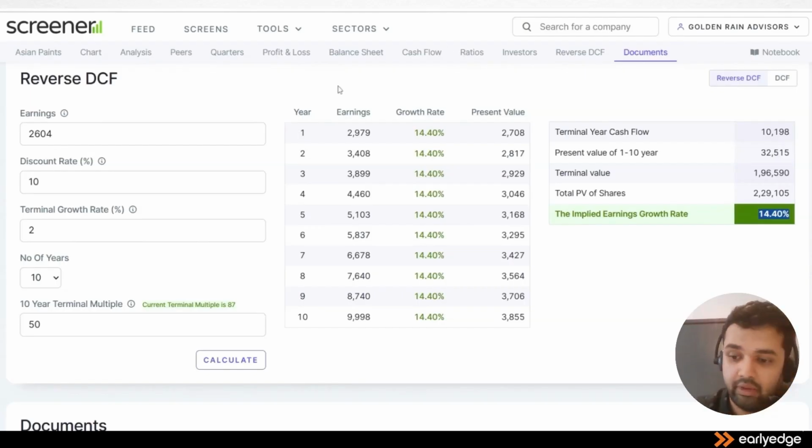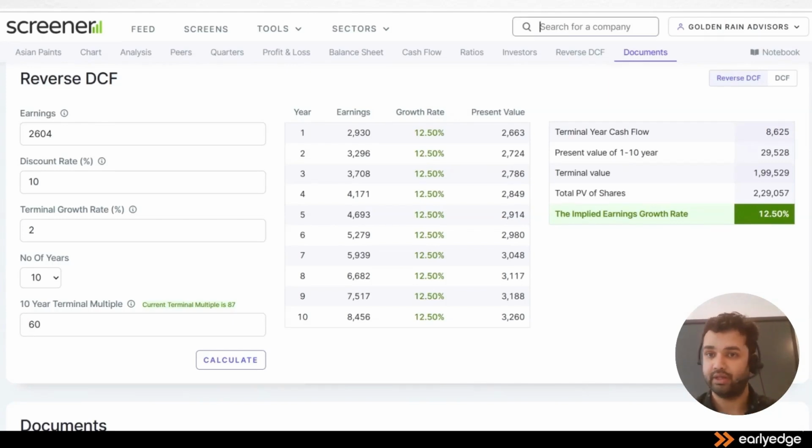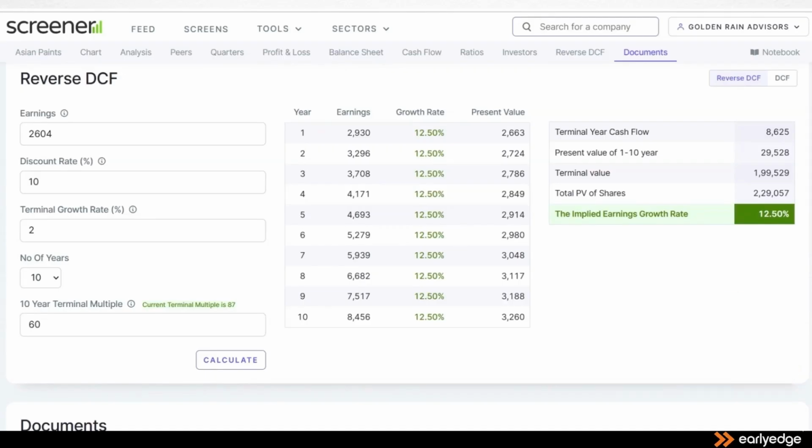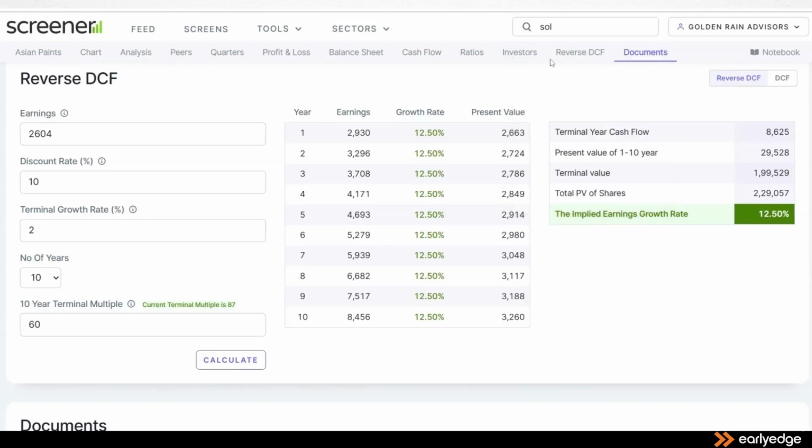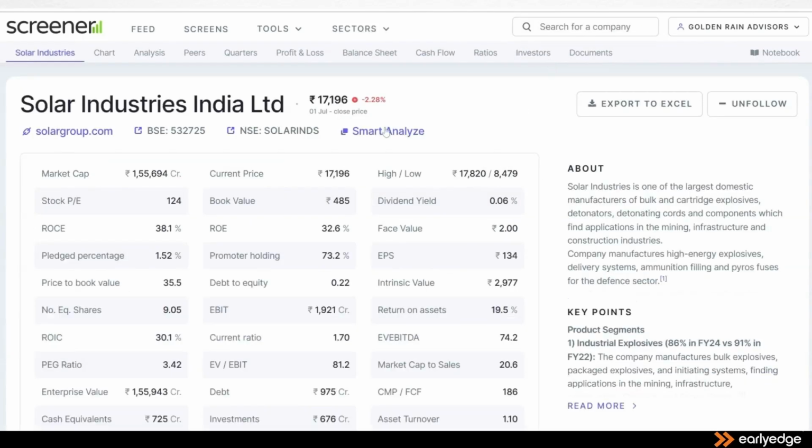If you think it is going to be worth 60 PE at the end of 10 years, the implied growth rate automatically drops. So let me take you through another example. Now that you understand how the tool works, let's try it out with different companies. I'm going to select a hot sector of 2025, which is defense. And one of the companies I really like is Solar Industries. Let us see whether, at the current valuation, it makes sense to enter Solar Industries or not.